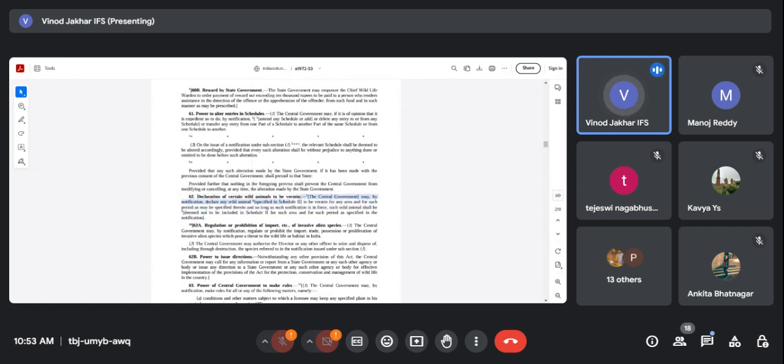And yes, this I forgot to include in that presentation. This again is a new section added by the recent amendment. This is also a major amendment. There were no provisions on invasive alien species earlier. Now, by the Wildlife Protection Act amendment, the recent amendment, these are the things: one is rationalization of schedules, CITES provisions, vermin provision, and invasive alien species provision. The central government may by notification regulate or prohibit the import, trade, possession, or proliferation of invasive alien species which pose a threat to wildlife.